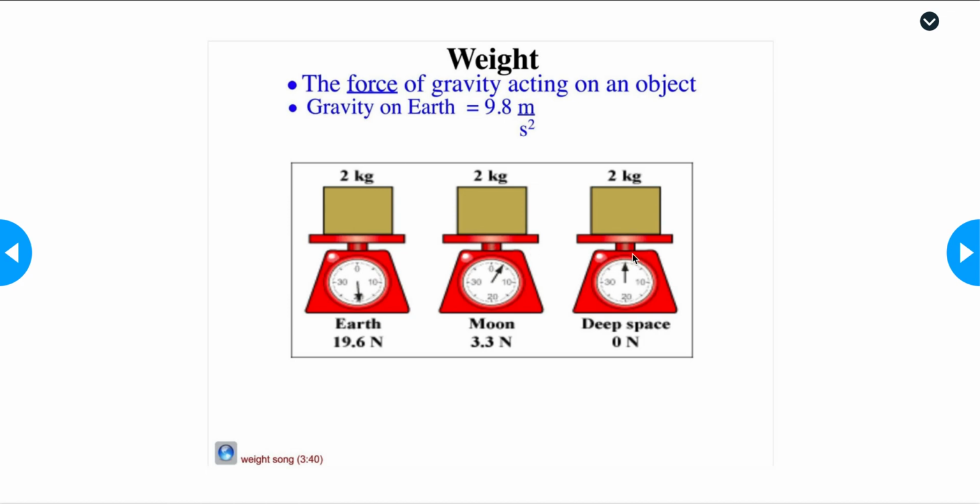Now, if you went to deep space where there is no gravity and you took that same 2 kilogram block, it would actually be weightless. It still has 2 kilograms of matter in it. However, there is no downward force acting on it, and therefore it has a weight of 0 because there is no gravity in outer space. So there is a difference between mass and weight.